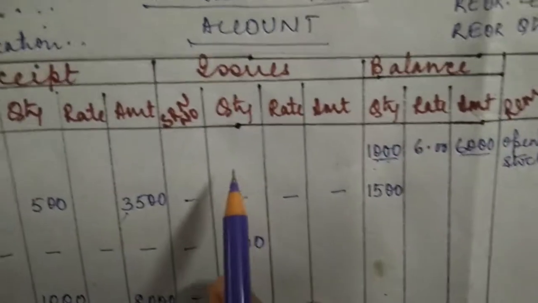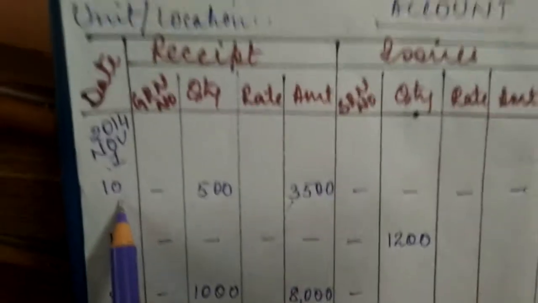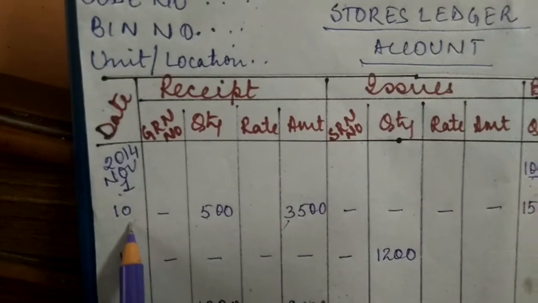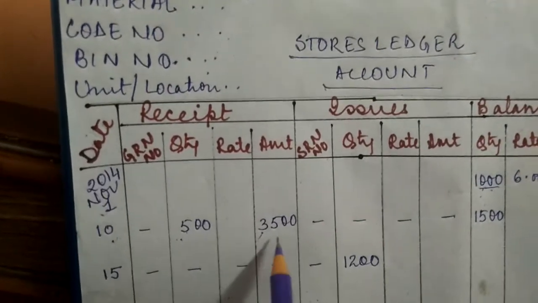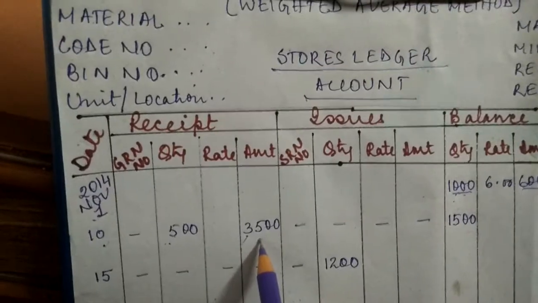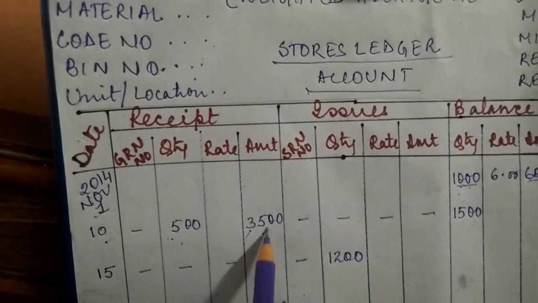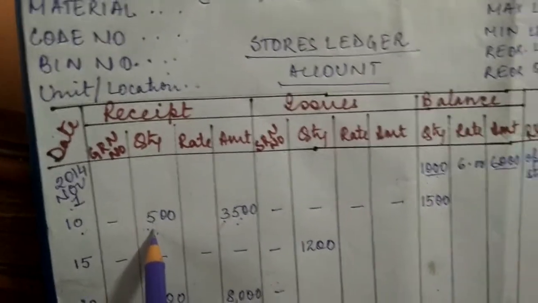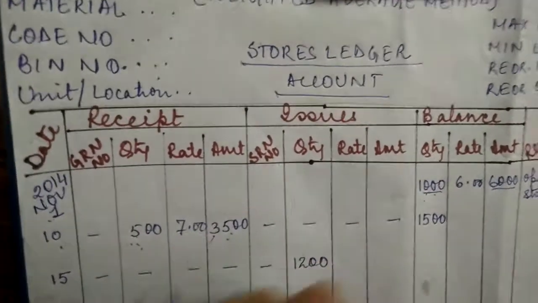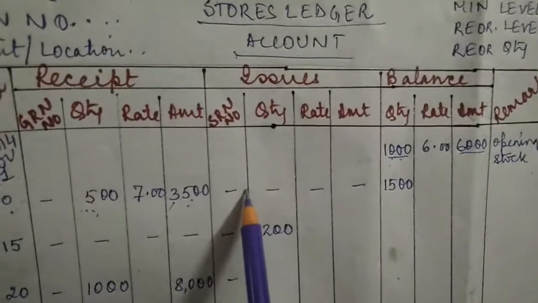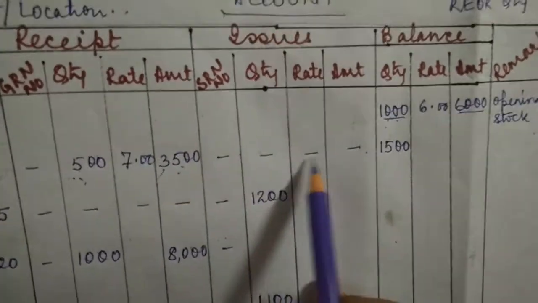Now when you move on to the next, on 10th, you can see what is given. Receipt is there, means we are purchasing 500 of materials, and 500 of materials amounts to rupees 3500. Now again, how to find out the rate? The amount will be divided by the quantity. When you divide it, you will get 7. So 7 will be the rate here. Now on this date there is no issue, so we will put a dash in all the columns, in quantity, rate and amount.